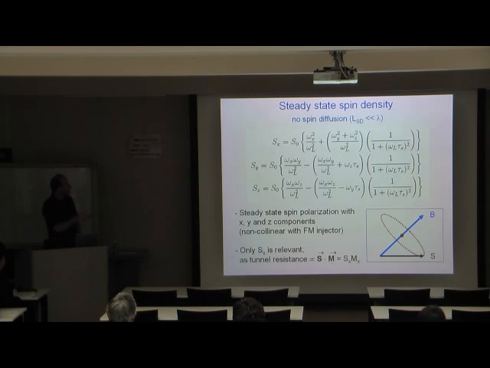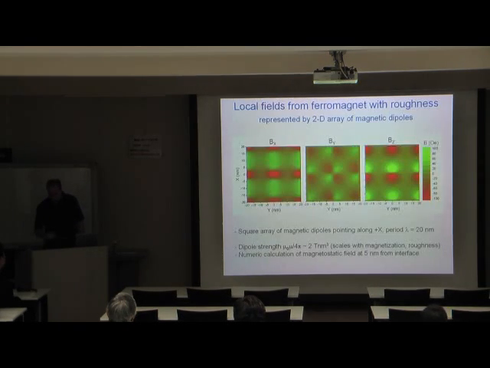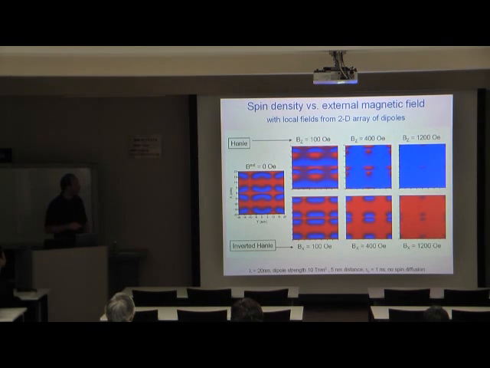Now the task is to find reasonable values of these magnetostatic fields. We did the simplest we could think of, just approximate a rough ferromagnetic surface with an array of magnetic dipoles. You can then relatively easily calculate the magnetostatic field patterns, x, y, and z components, and how it spatially varies. And for each point in space, you can now take the x, y, and z component, put it in the equation I just showed you, and calculate the spin accumulation. And this is the result we obtain.